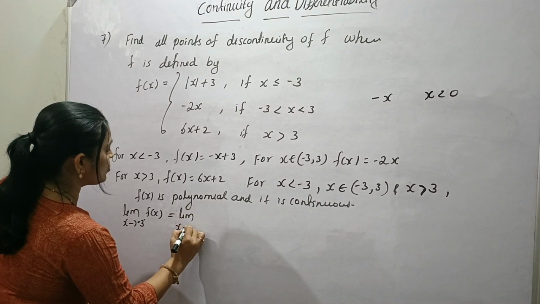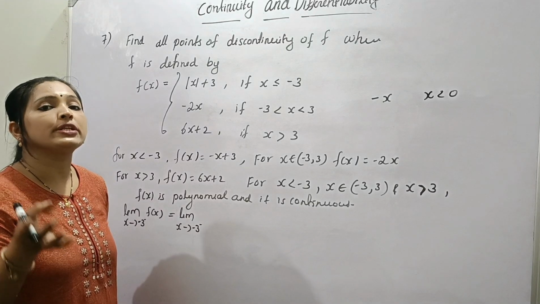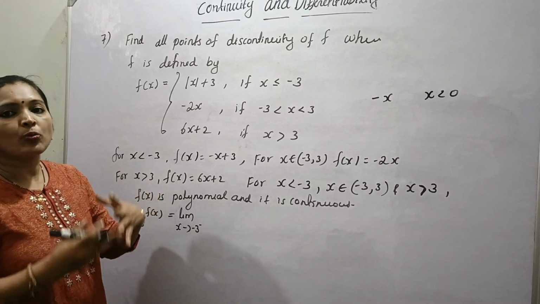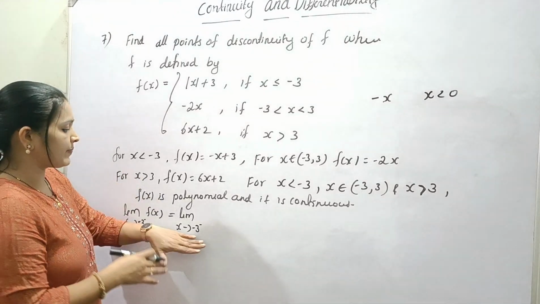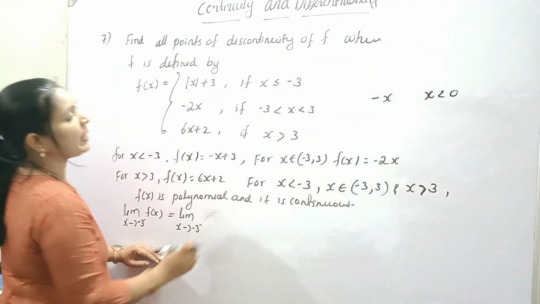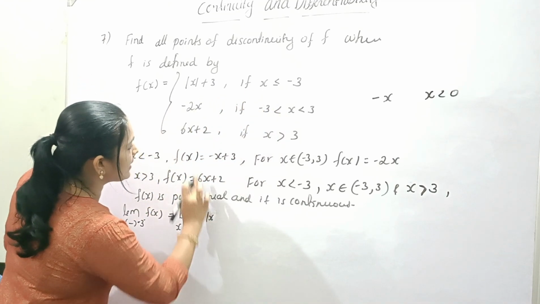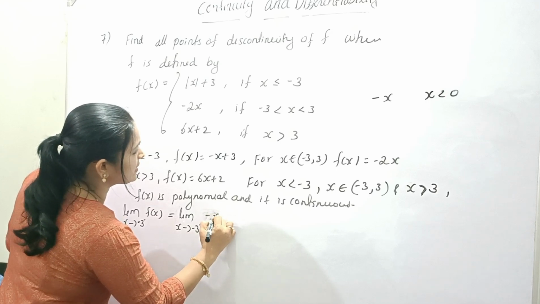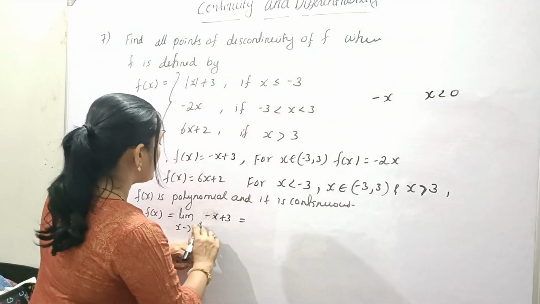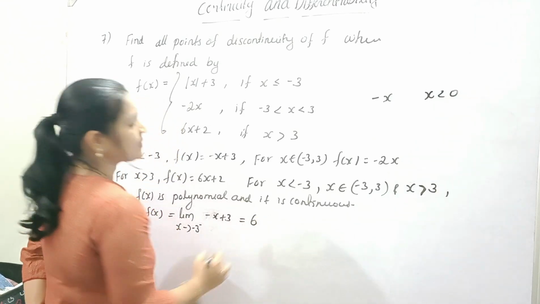Limit x tends to minus 3 minus: the value of x is very close to minus 3 and to the left of minus 3. Where is the left of minus 3? That will be minus 4 point something. So what is f of x? That is less than minus 3, so the function is modulus x plus 3, or we can write minus x plus 3. Now substitute x is equal to minus 3. So minus of minus 3 is plus 3, plus 3 is 6.